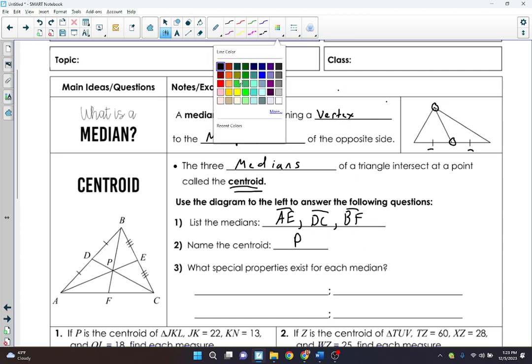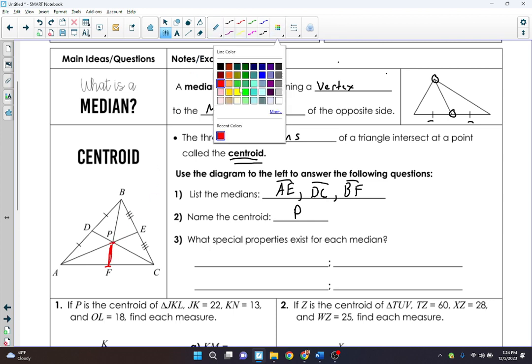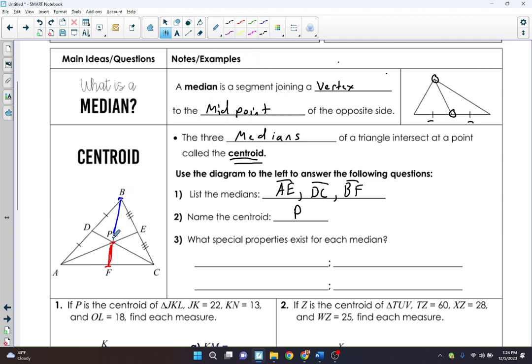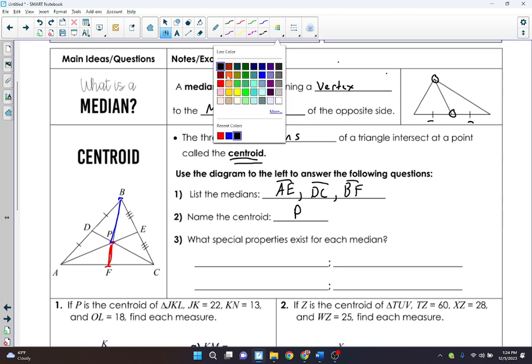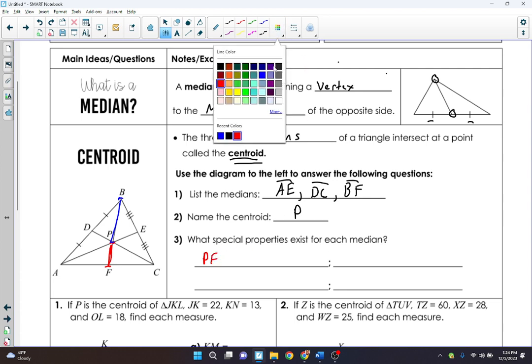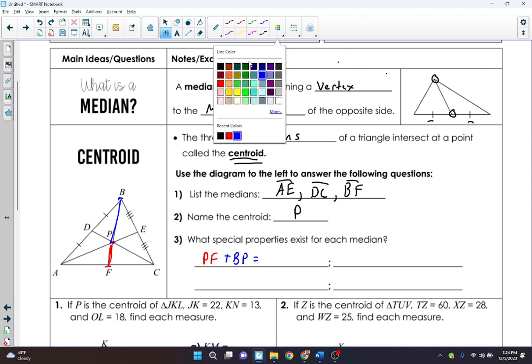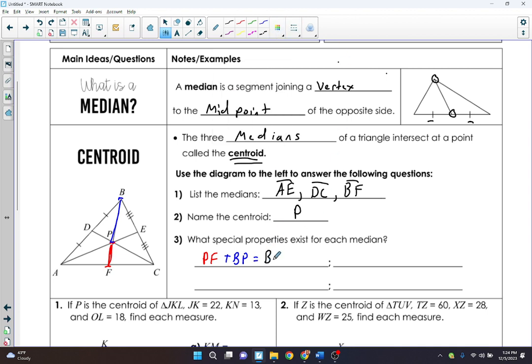And let's talk about the relationships between these centroids, okay? So we're going to use BF as our example. BF is definitely the long line. We can start off with the segment addition postulate, which is: I know this piece right here, PF, and this piece right here, BP. I know PF plus BP equals the whole line BF. That's pretty straightforward. That's the segment addition postulate.